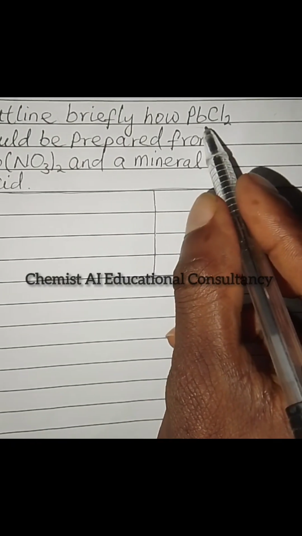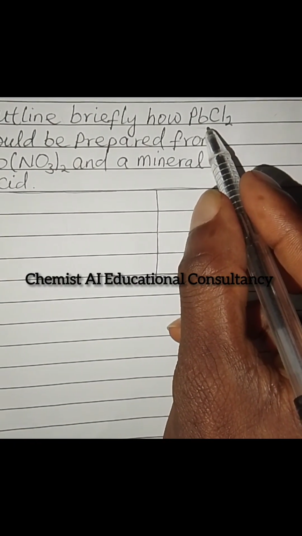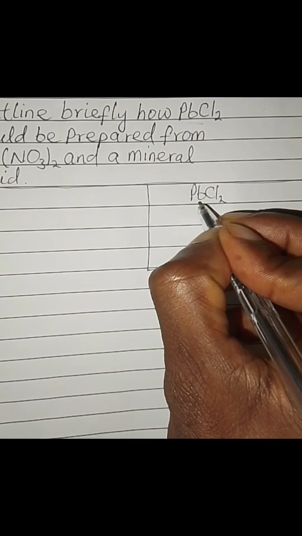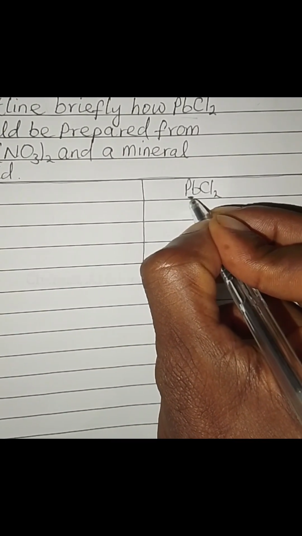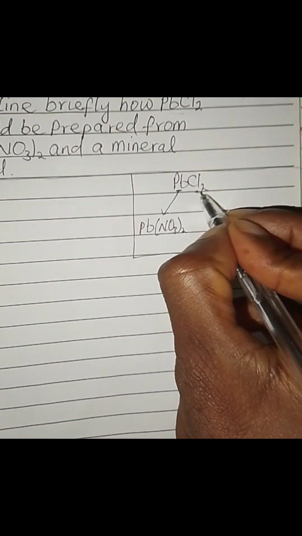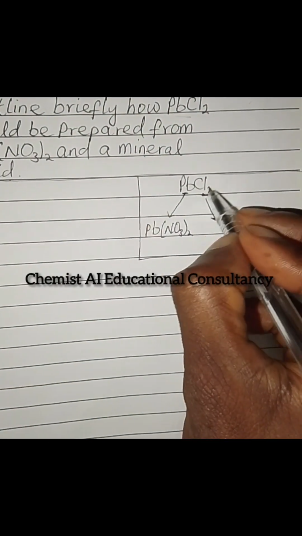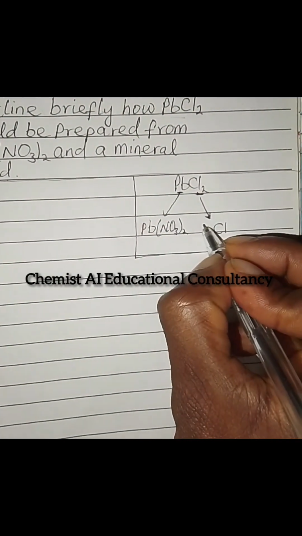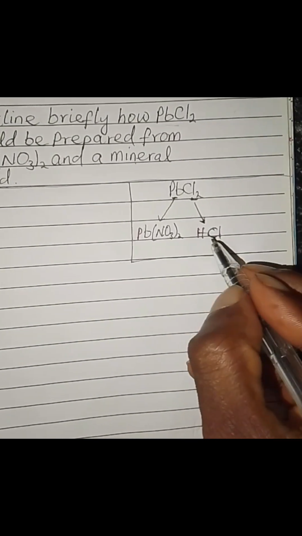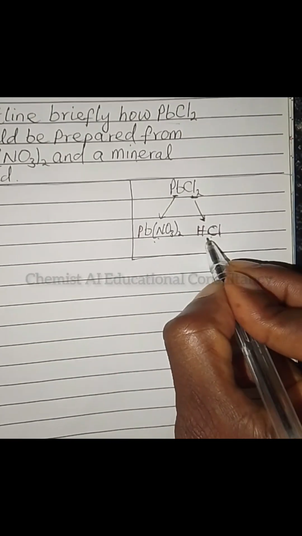Now, this is the product, lead 2 chloride. You can get the two reactants from the product. The product is divided into lead and chloride. The reactant that offered the lead is lead 2 trioxynitrate 5. And there is a reactant that offered the chloride. So you write the chloride and they say it is a mineral acid. So acid comes with hydrogen. So the acid is simply hydrochloric acid. So the two reactants are lead 2 nitrate and hydrochloric acid.